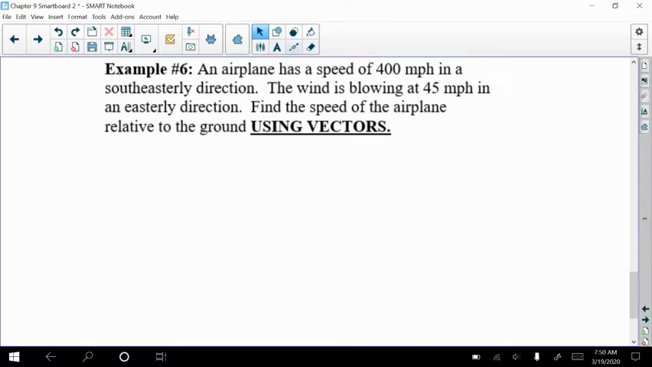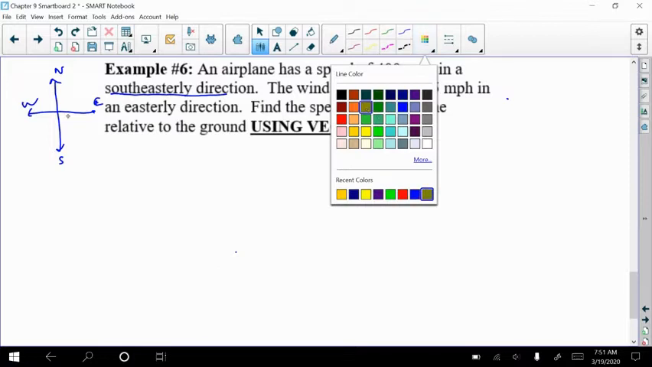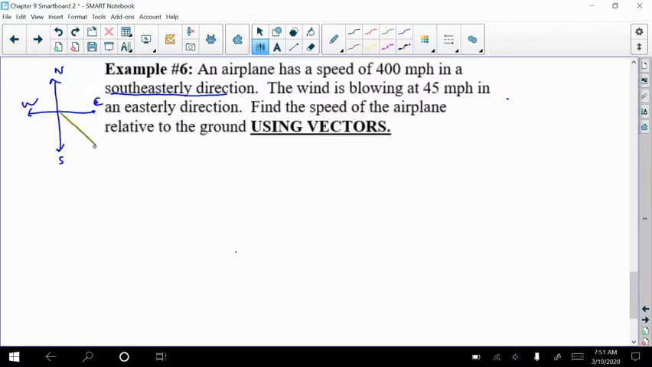So right there, it doesn't give us any indication of a direction. But then if you read further, it says in a southeasterly direction. And you sort of have to assume in this problem that it means exactly southeast. So this is north, south, east, and west. Exactly southeast would be a nice little 45-degree angle, in that direction right there. Otherwise, we wouldn't be able to solve this problem. Okay, so the plane is going in that direction.